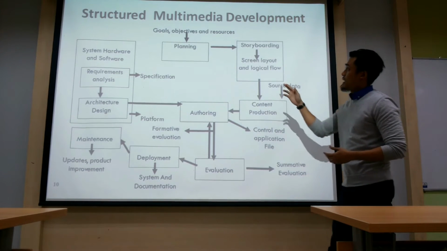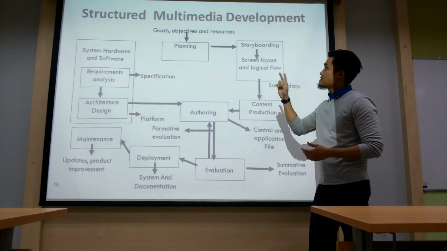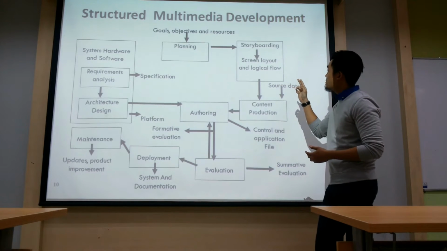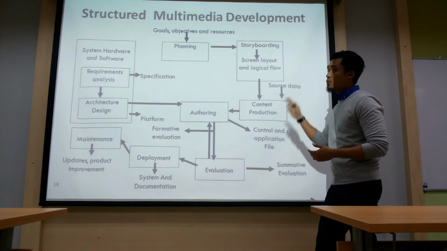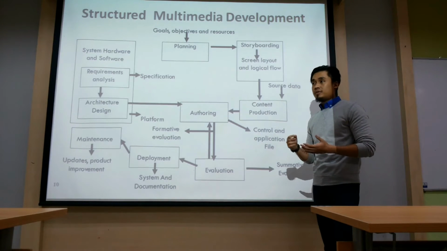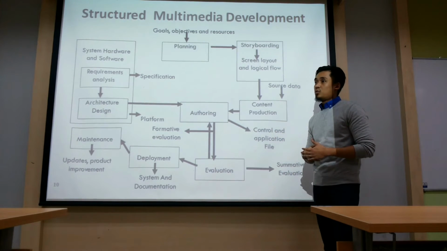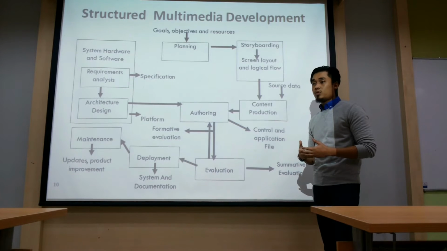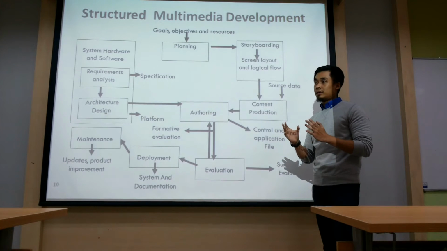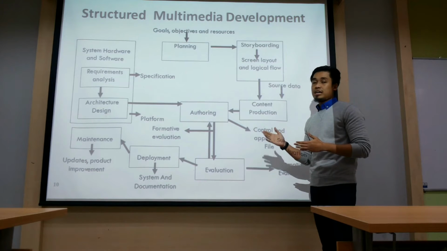It starts with the planning. In the planning phase, it contains three: goals, objectives, and resources. After planning, we go to the storyboarding, screen layout, and logical flow. In this storyboarding, it includes sketching of the layout on each phase. For example, if we want to create an animation video, we have to create a layout and sketch it onto paper because we can clearly see the next stage and the next stage.